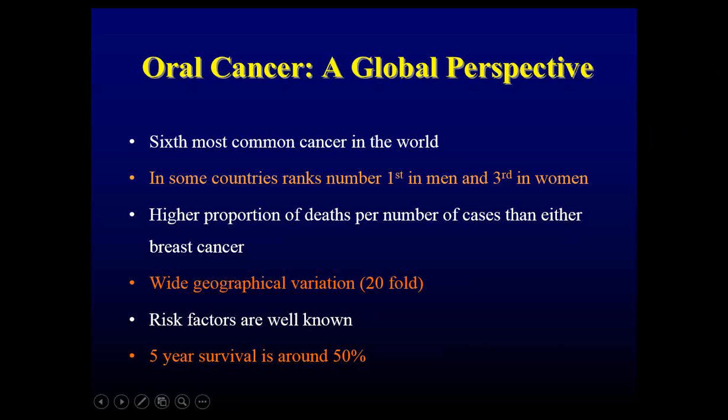Fortunately, we know the risk factors, they are well known and established, but even with the most advancement in the science and also the well-established risk factors, the 5-year survival rate is still 50%, meaning that of 100 people who get an oral cancer, 50 of them would die within a span of 5 years, and that's very alarming.